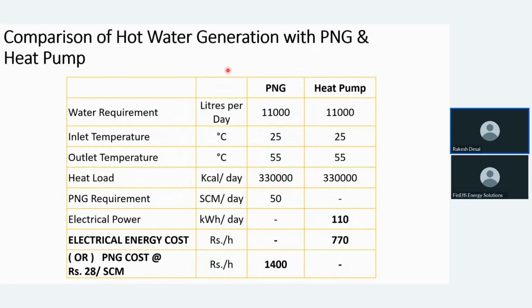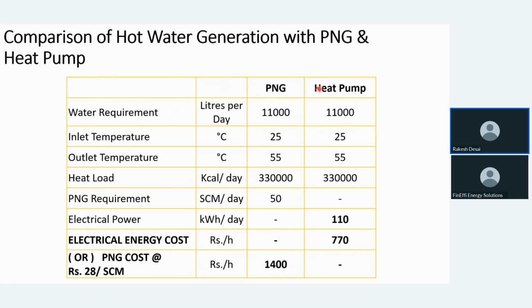Now, earlier they were using PNG and electrical heater, so we have made a comparison of savings, PNG versus heat pump. Their daily requirement is 11,000 liters per day, inlet temperature 25, outlet temperature of 55. So 3,30,000 kilocalorie per day was the heat load calculated. Their existing PNG consumption was 50 SCM per day. At that time, the PNG cost was 28. So the total cost per hour was 1400 rupees per hour.